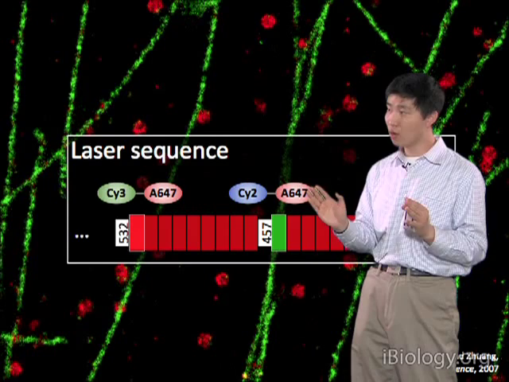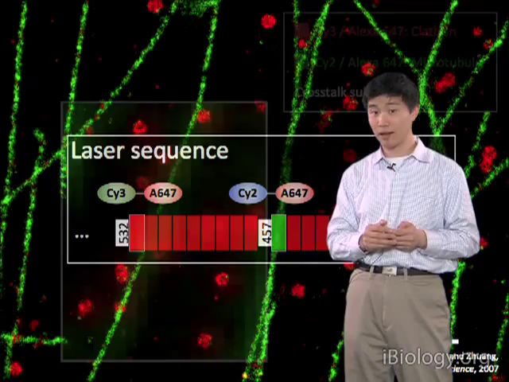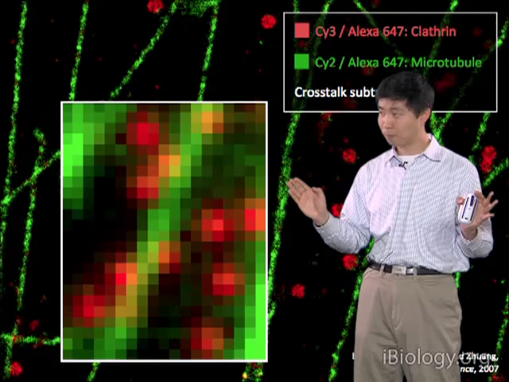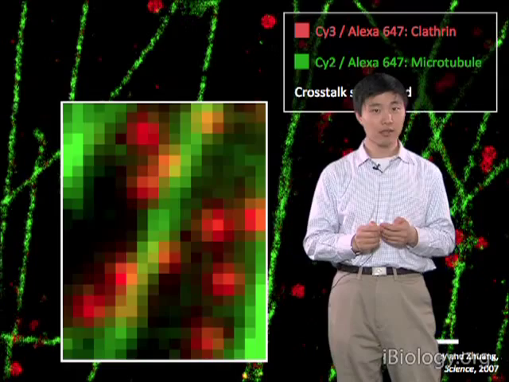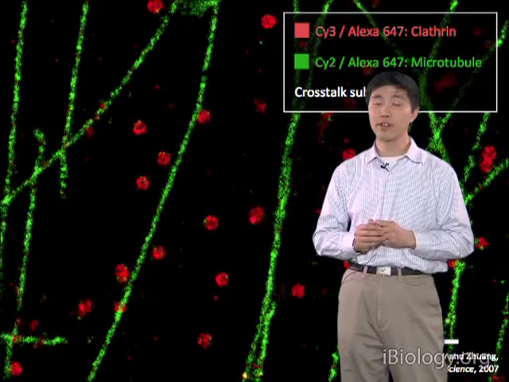We can assign the color to the nucleation point, and that allows us to do multicolor imaging. For example, in this case, we're imaging microtubules together with clathrin-coated pits. In a conventional fluorescent image, you can see some of them are kind of overlapped, but with increased resolution, now you can see the two structures are definitely separated.